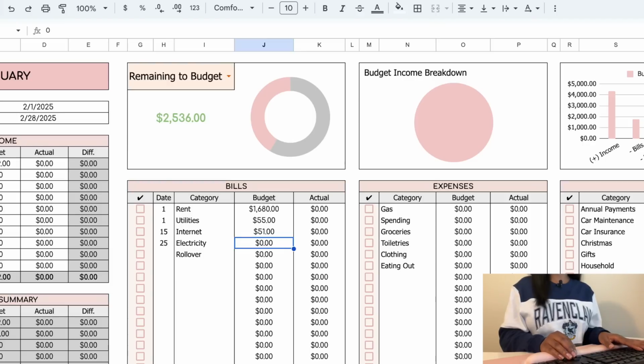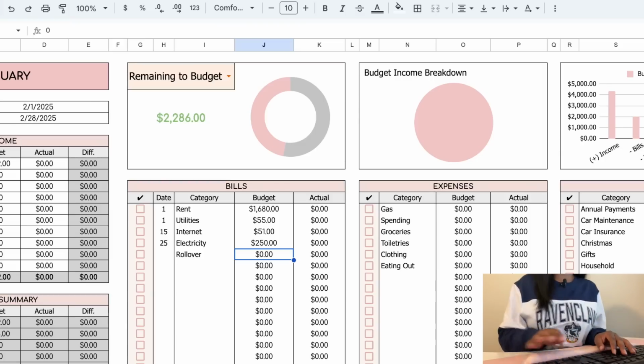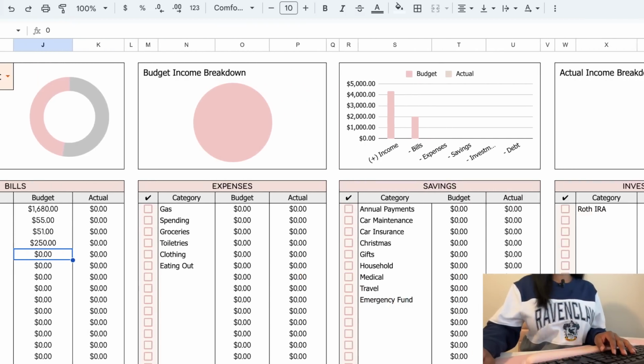So $51 there. And then we have electricity, which I am terrified to see what the bill is going to look like this month. In terms of weather, we have been in the negatives, and as I said, it's been snowing, so the heat has been running constantly for myself. So I'm going to budget $250. When I looked at my budget last year, I did not spend over $250 in terms of heat. So fingers crossed that that is still the case. $250, and we'll see how that plays out. Rollover will come back once we are finished.